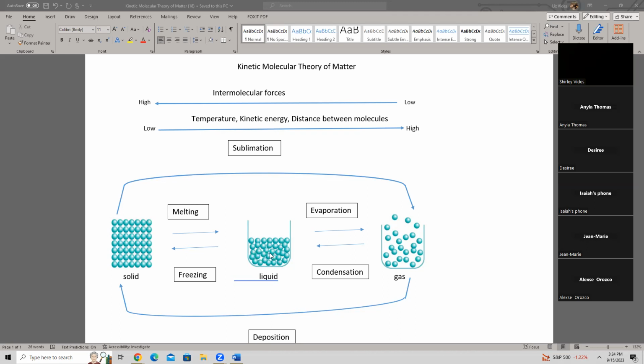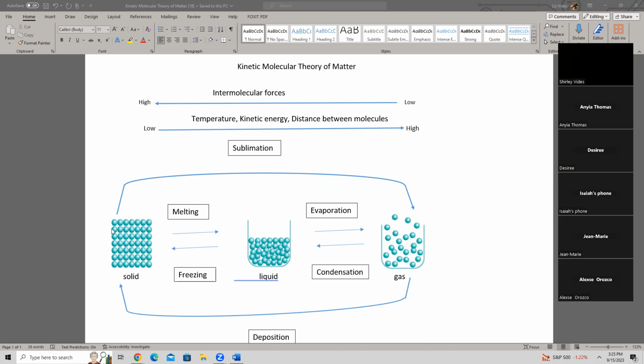When you have a liquid and you keep heating it, then you have what is known as evaporation, right? And it turns into a gas. When you get into the gas phase, the temperature is at its highest. The kinetic energy is also at its highest. The distance between the molecules is at the greatest of all because they're very far apart from each other, but the intermolecular forces are almost non-existent because they can't be attracted to each other if they're far away. That kind of makes sense too.